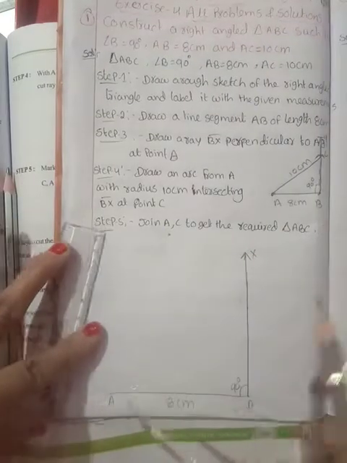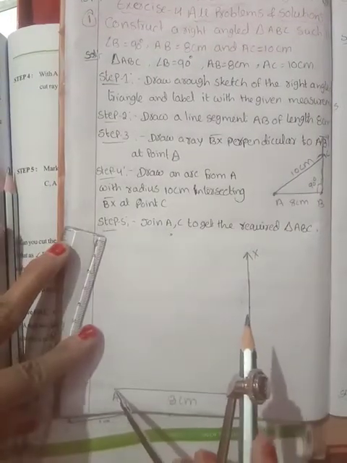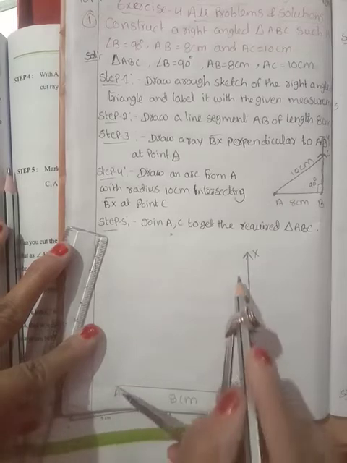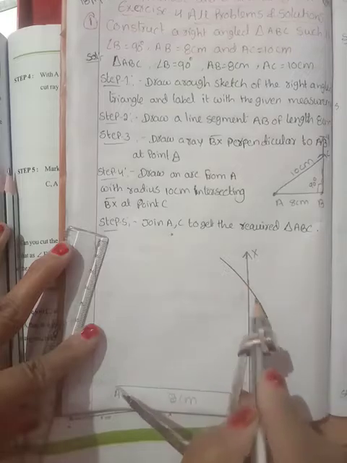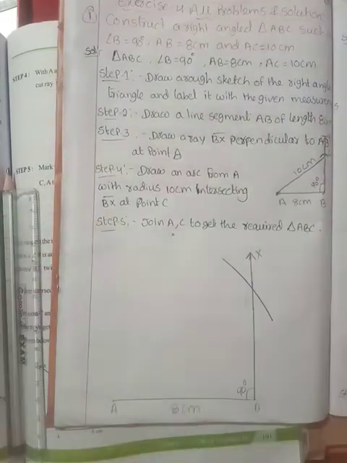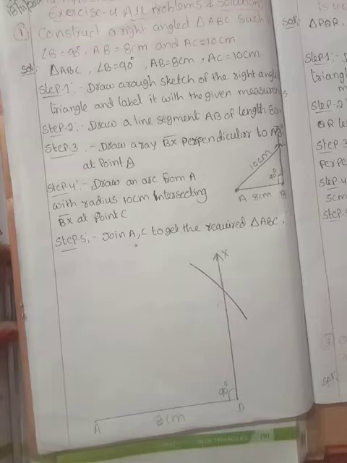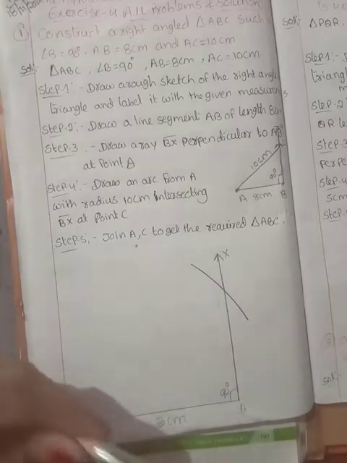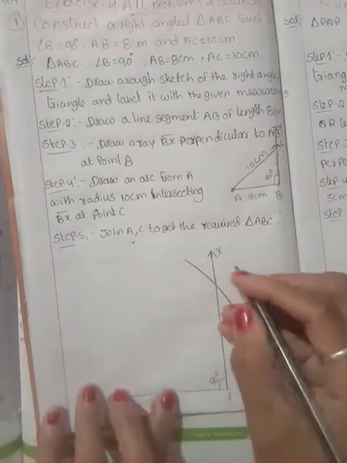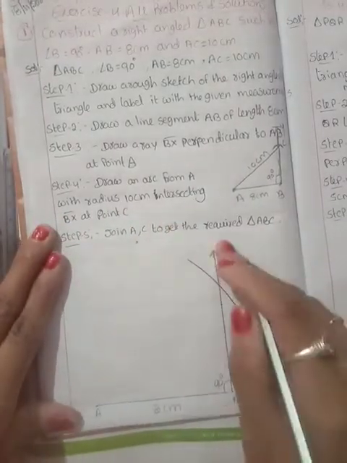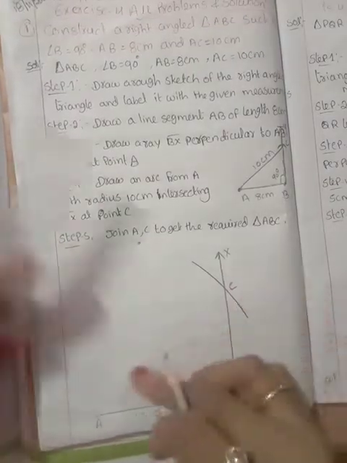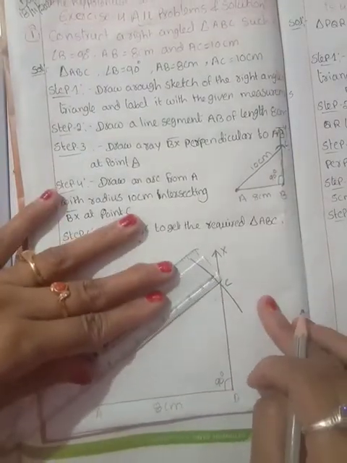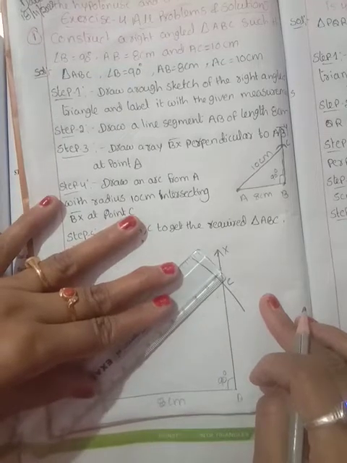Okay, from A, draw one arc using the compass. Draw one arc with the radius, intersecting the BX at point C only. So after that, step 5 is joining A comma C. Joining of A comma C.